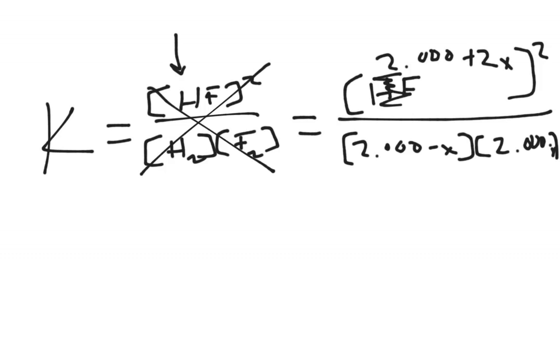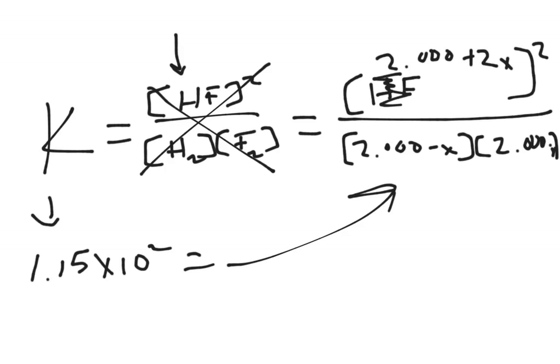All right. And then it said at the start that my K is 1.15 times 10 to the 2 equals this now. And so now we solve for X. The book goes through all the different steps like that. If we need to, we can do the math part when you get here. But X turns out to be 1.528.